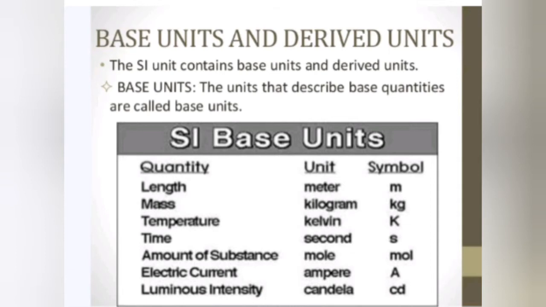Base units and derived units. The SI unit contains base units and derived units. Base units: the units that describe base quantities are called base units. There are 7 fundamental base quantities and units, which are: length as quantity with a unit of meter, mass with a unit of kilogram, temperature with the unit of Kelvin, time, seconds, amount of substance with the unit of moles, electric current, its unit is ampere, luminous intensity, it is candela.